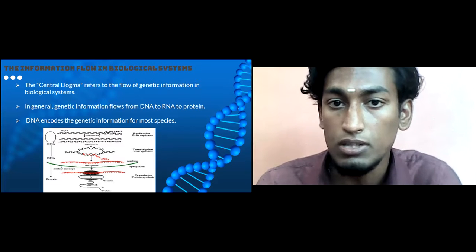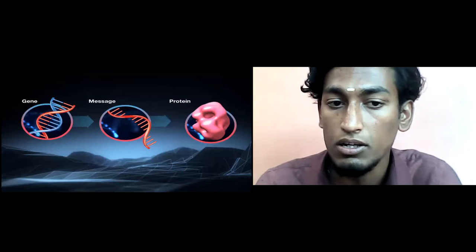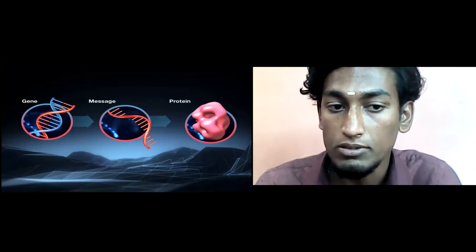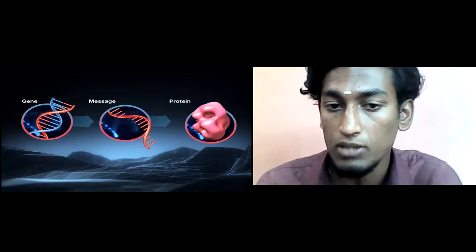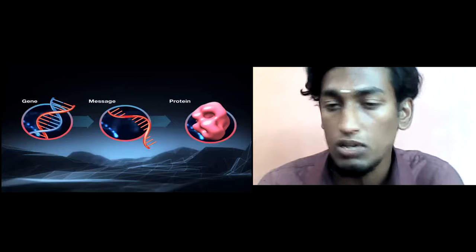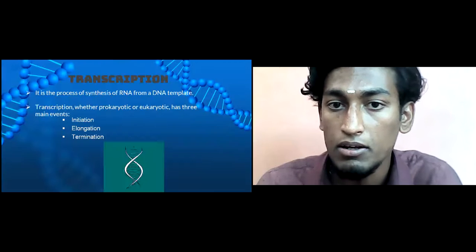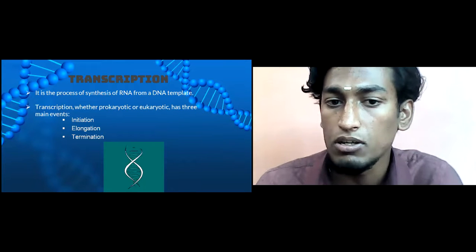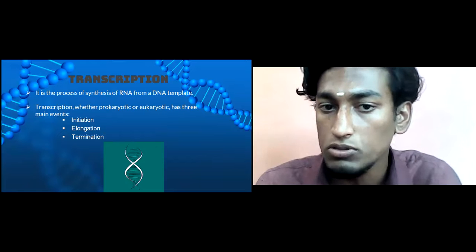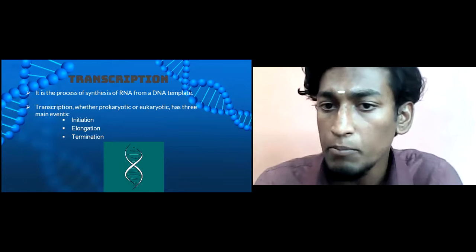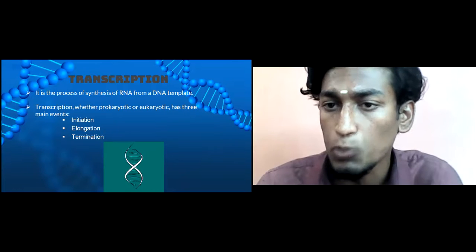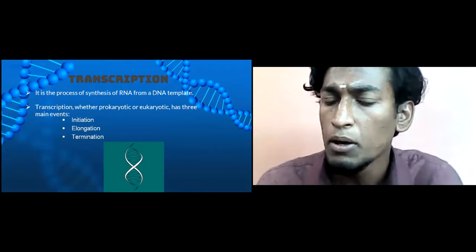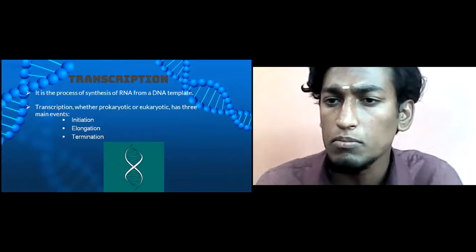This is about the central dogma, the information flow in biological systems, and this is the diagrammatic representation of a DNA or a gene, which is transcribed into a message and then into a protein. The first step is transcription. It is the process of synthesis of RNA from a DNA template. In prokaryotes, it is not a complex process.